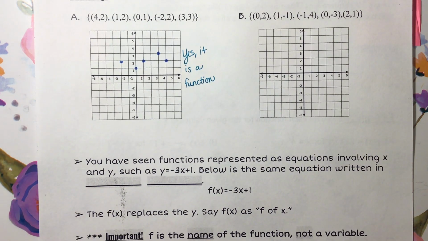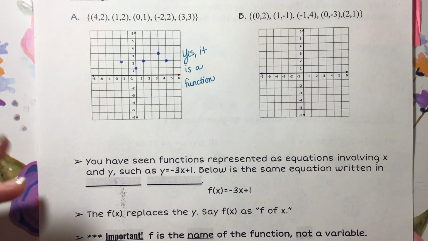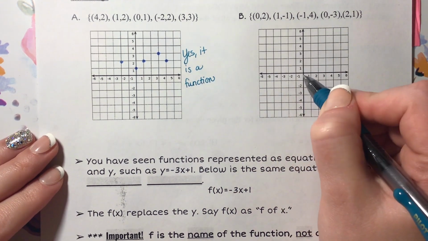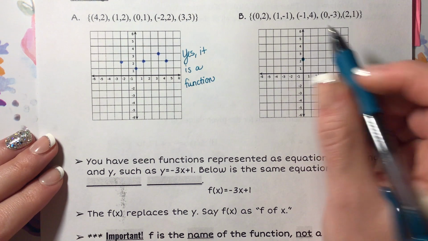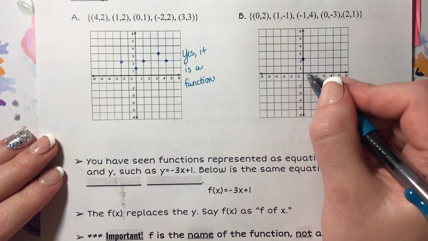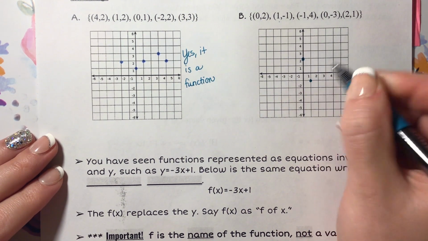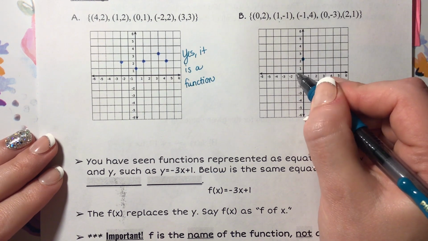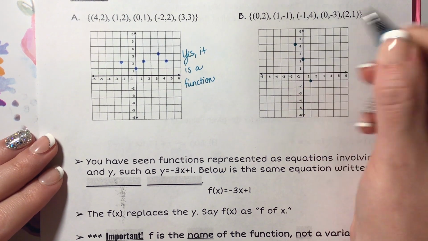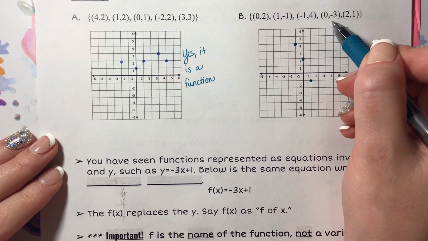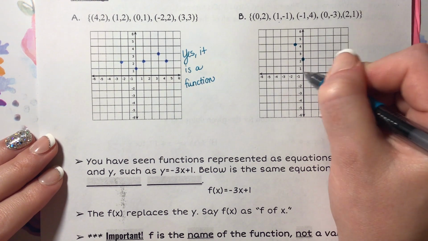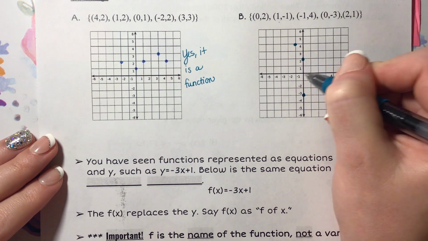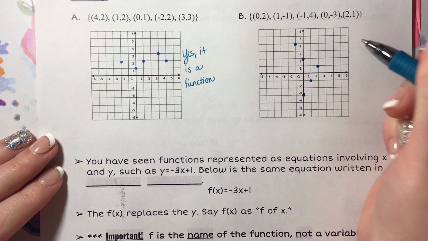Looking at the next one, though, we have some more coordinates. Let's graph them. So I have 0, 2, that's left and right none, and up 2. 1, negative 1, that's over 1, down 1. Negative 1, 4 is back 1, up 4. 0, negative 3 is left and right none, down 3. And 2, 1 is over 2, up 1.